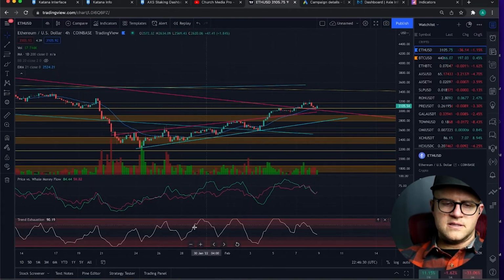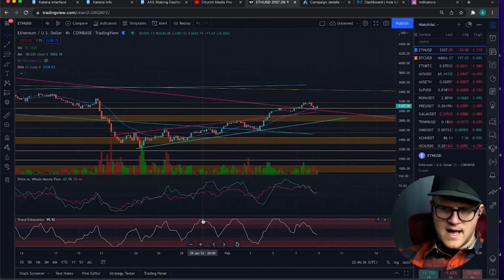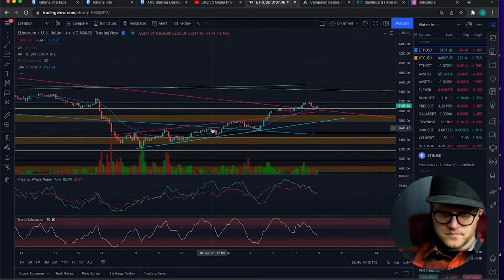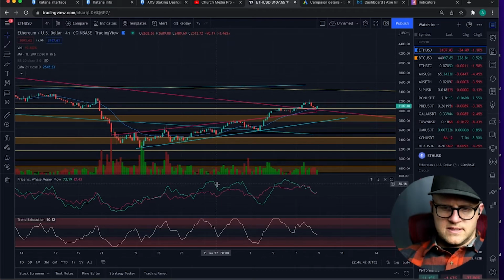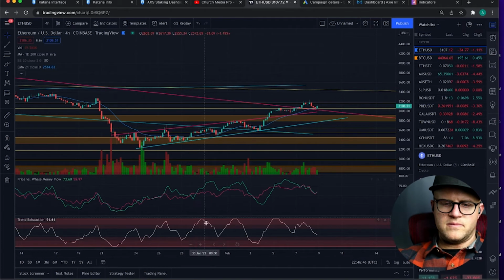So this is the trend exhaustion, and this is the whale money flow. So if the trend exhaustion goes to the top and whale money flow is still heading up, guys, you still have a little bit more room before you want to sell. But as soon as the whale money flow turns around and you've already got some downward pressure on the trend exhaustion, you know you're going to see a low coming.